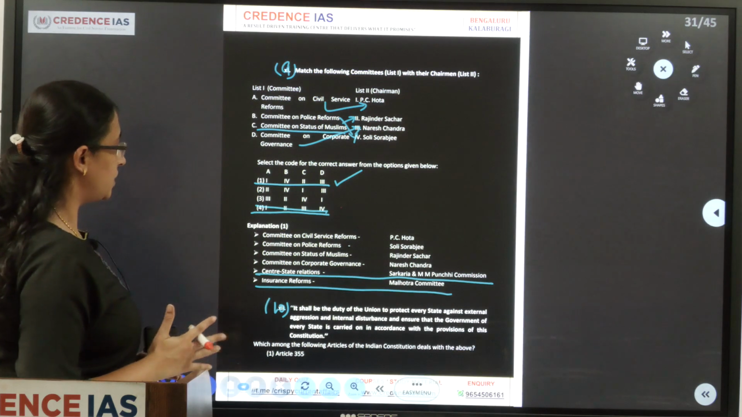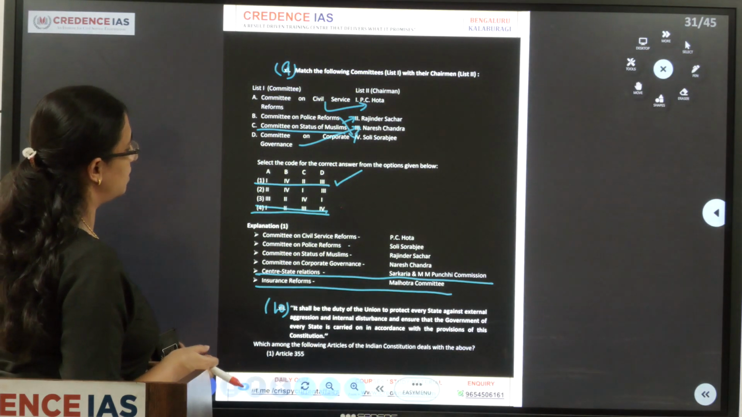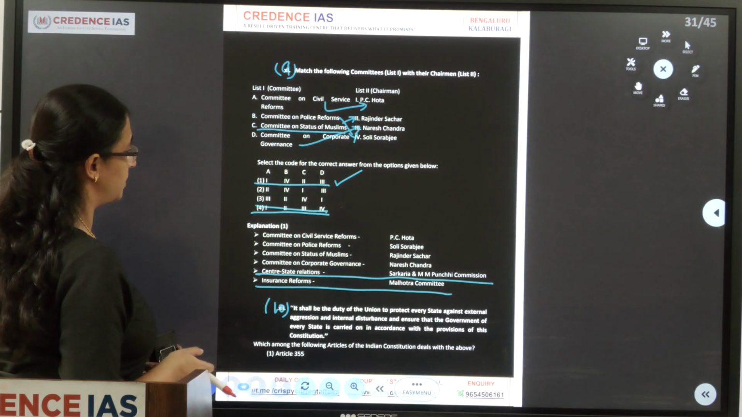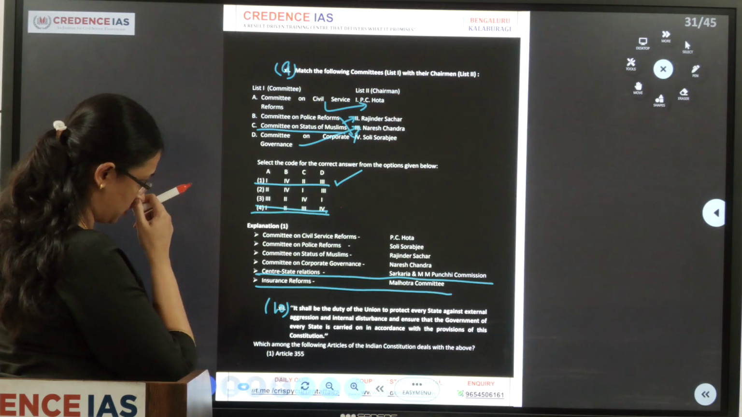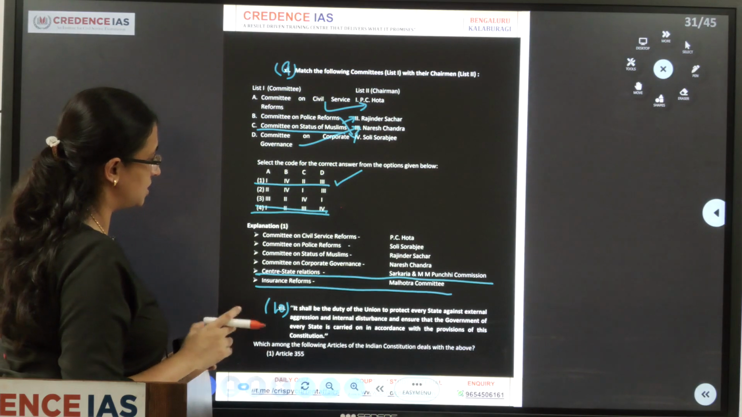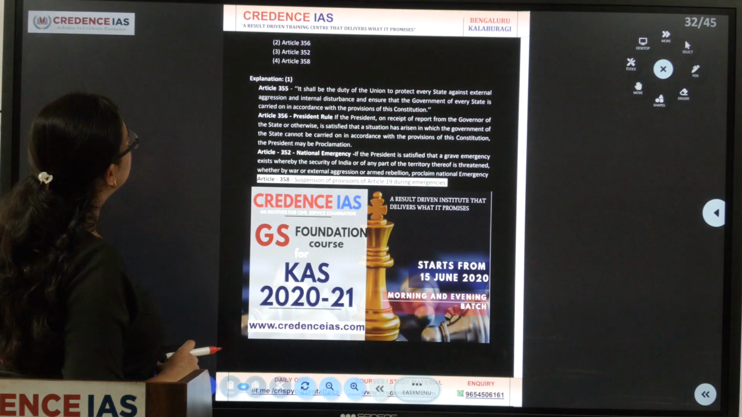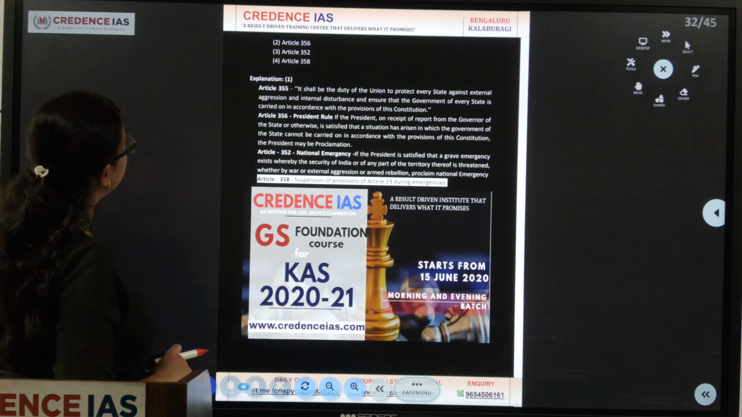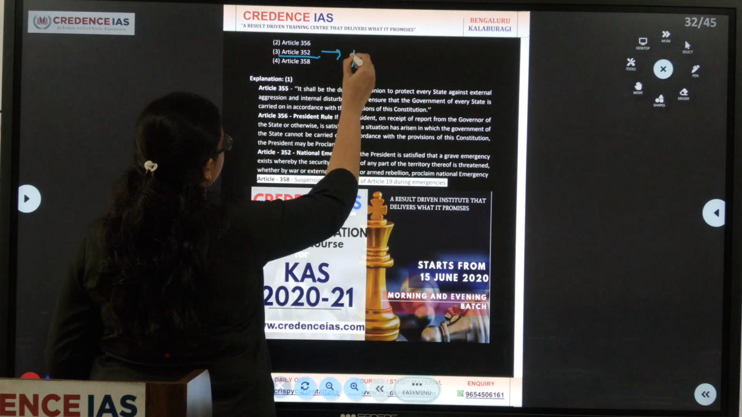Next question. It shall be the duty of the Union to protect every state against external aggression and internal disturbance, and ensure that the government of every state is carried on in accordance with the provisions of this Constitution. Which among the following articles of the Indian Constitution deals with the above? Article 355, 356, 352, 358. So we know Article 352 deals with national emergency.